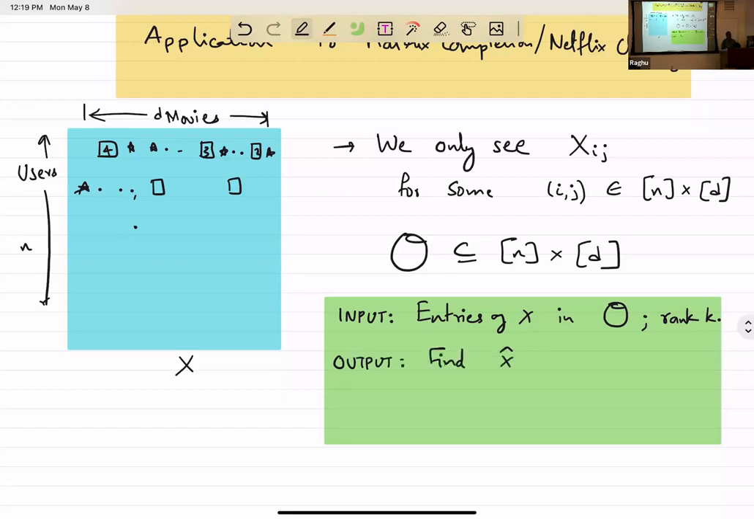Okay. And the output is we want some X hat. That's our approximation. We want it to be of rank at most K. But what should it optimize? What's the simplest thing we can do? Well, we only see the entries in the observed entries. So what can we try? Maybe just try to approximate the observed entries, right? That's it. I don't know what the missing entries are, but I'm just trying to find the best low rank matrix which minimizes the error in the entries that I see.